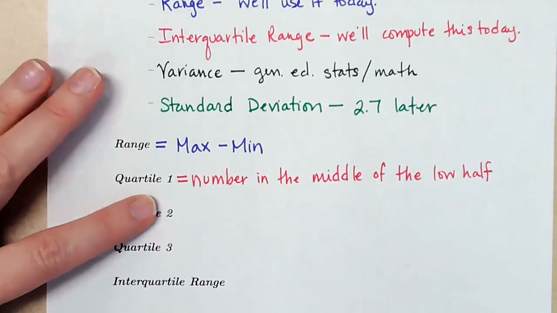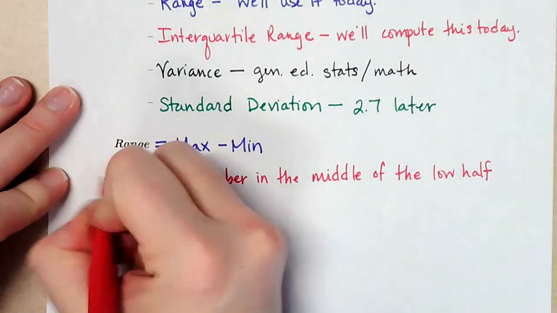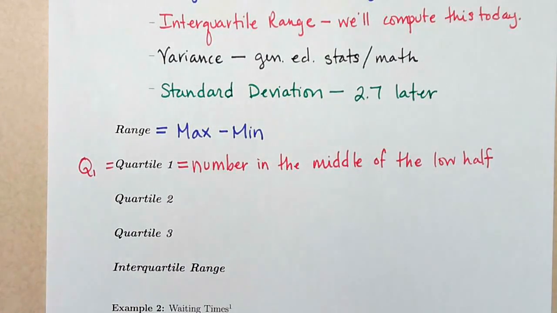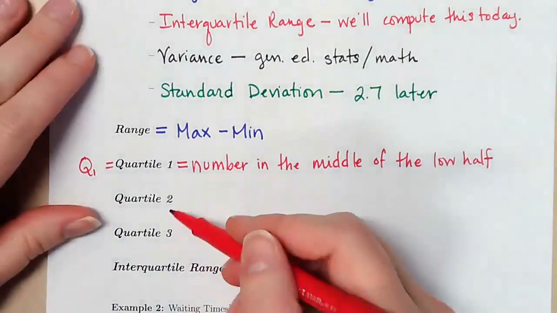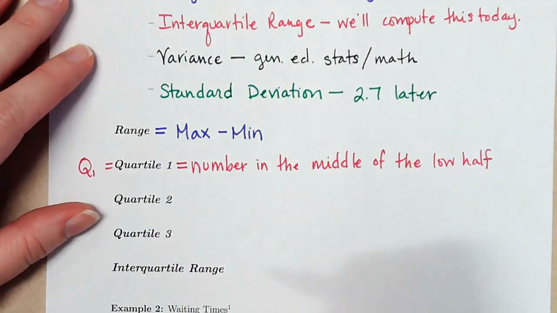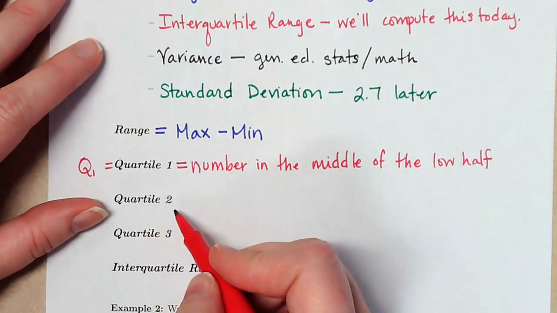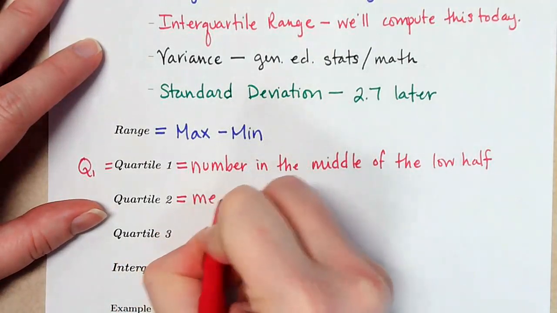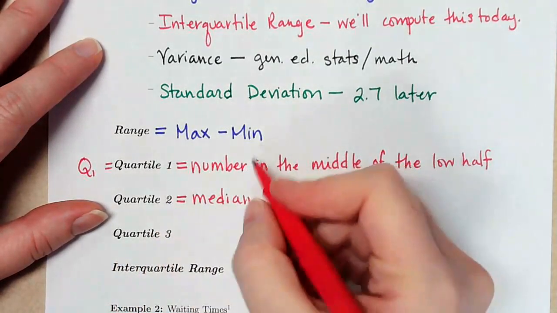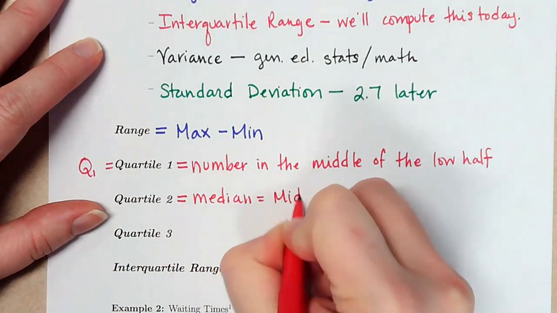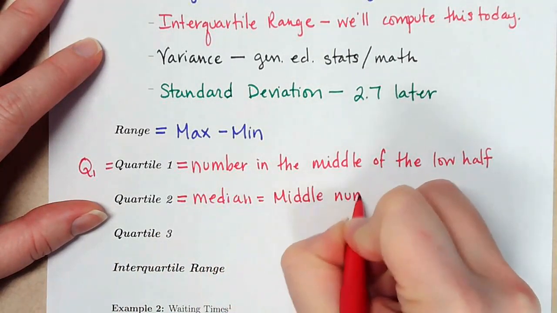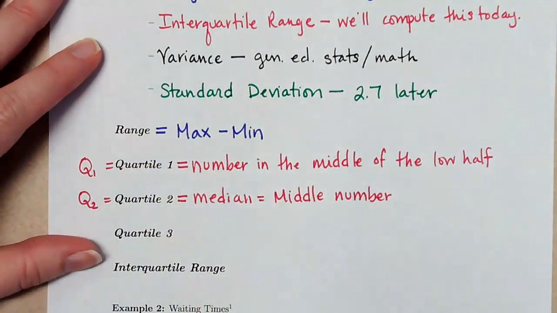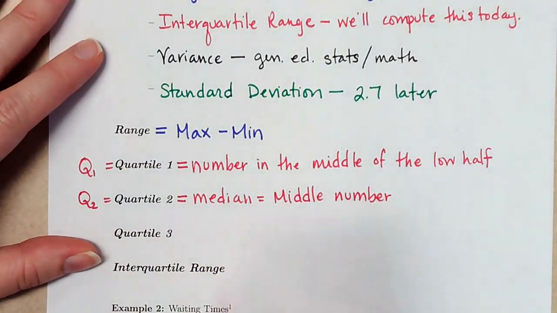Okay, so split your data set in half. That's the low number. We call it Q1 for short. First quarter. And second quarter, I'm going to use these to match up with interquartile range. Quarter 2, well, that's the middle. So that's the median. So it splits it 50-50.